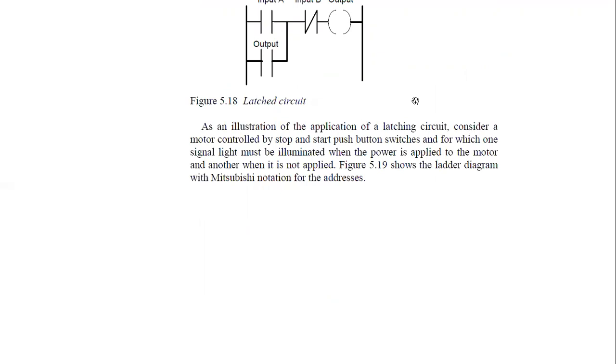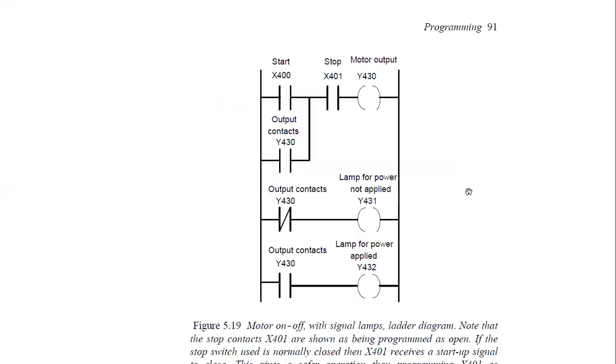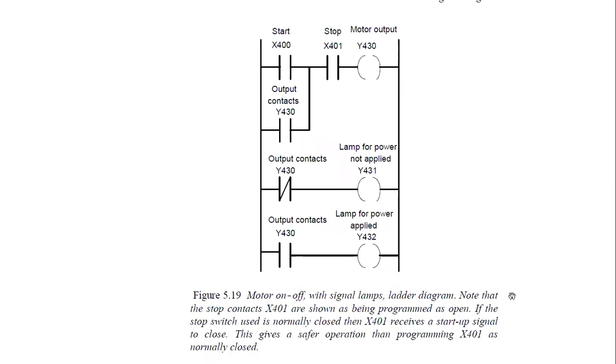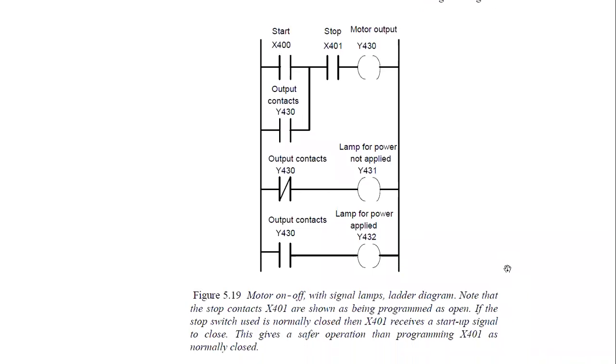So we are going to look at another example of a latched circuit, and that is figure 5.19. You're told that it shows a ladder diagram with the Mitsubishi notation for the addresses. You can see this is the ladder diagram. We have the two inputs, that is the start and stop button, and then we have the motor output. So as far as this figure 5.19 is concerned, it shows the motor on and off, with also the signal lamps, you can see them there.